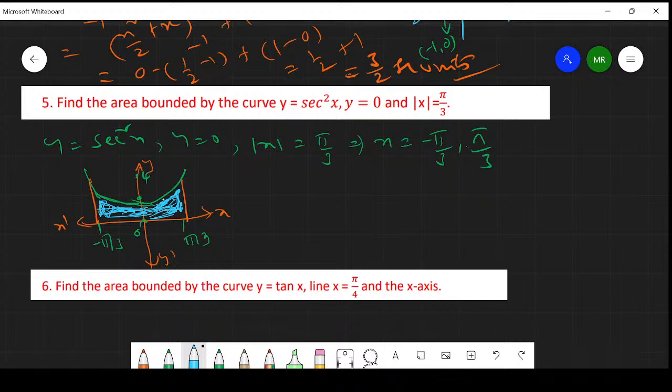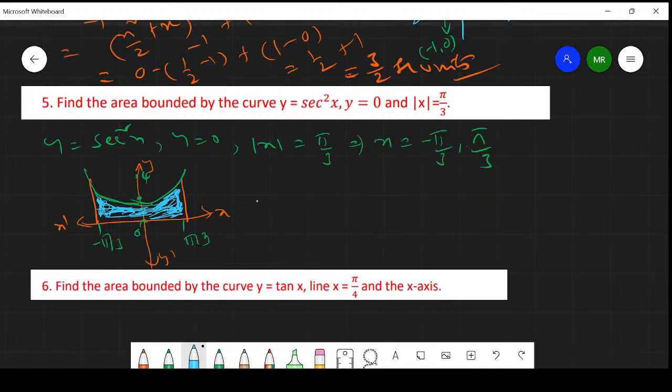Correct. In between, this green color and below red color, that is the required area. The curve is like this. Like this you can find. Again this is symmetric: 0 to pi by 3 and minus pi by 3 to 0. It is symmetric with respect to the y-axis.